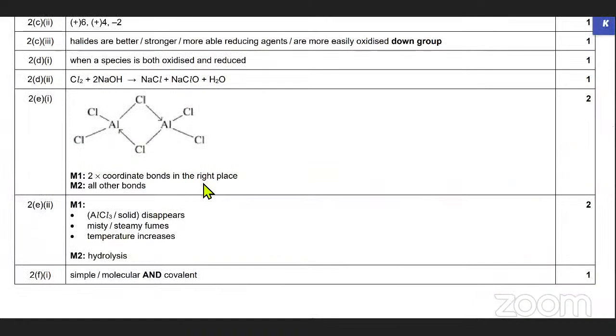Actually, they weren't even looking for the equation. It was just that AlCl3 solid appears, misty steamy fumes, and the temperature increases. So you got 1 mark for this and 1 mark for any of these. So this is what you were getting marks for in this case. The next part is a moles question.